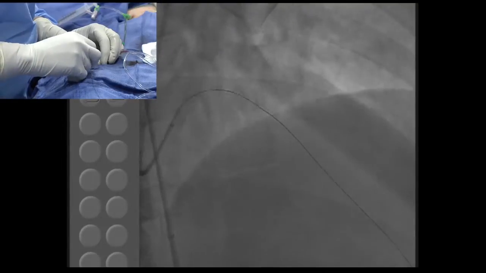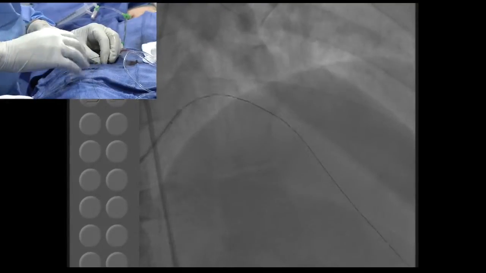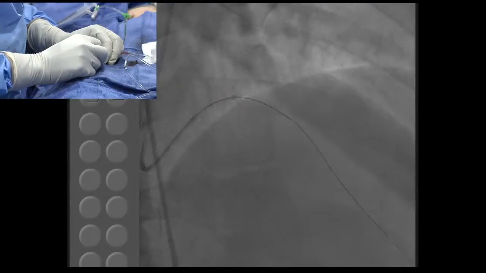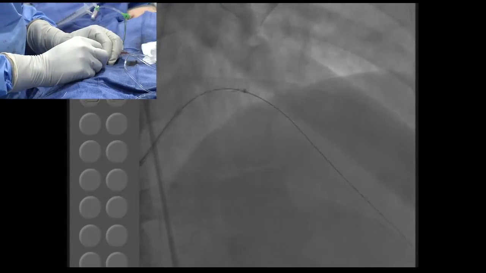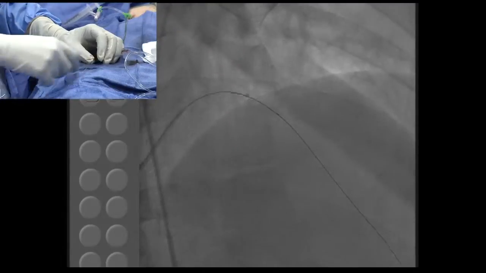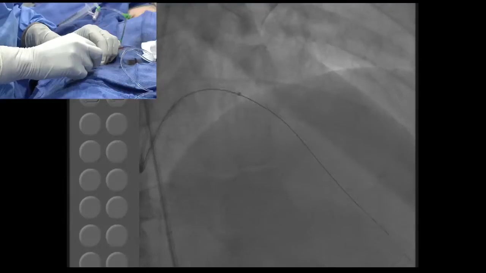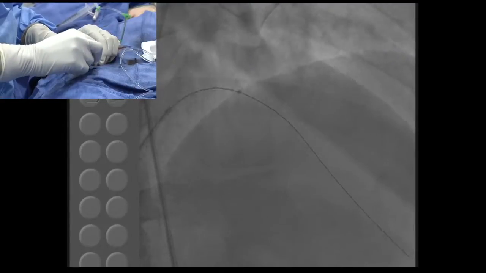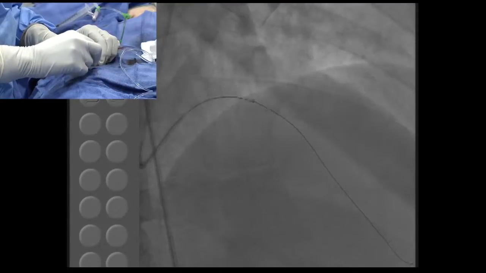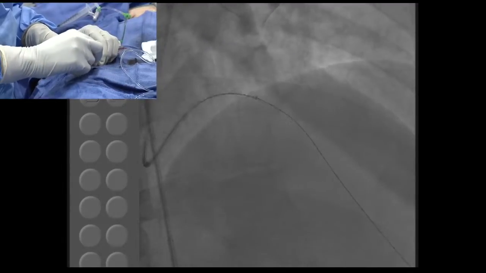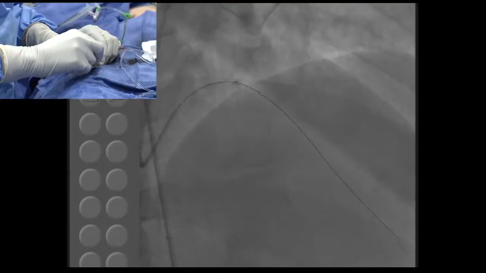So now you have the balloon there. Already there, yeah. Okay. So now what you do is advance the GuideLiner over that. This is exactly what the paper was all about. Now see, we are able to get the balloon across, all the way to the apex, and pull back. And also, what the GuideLiner does is decrease your contrast use.